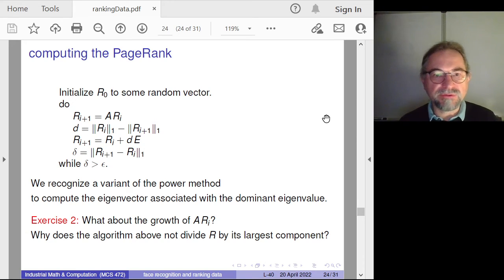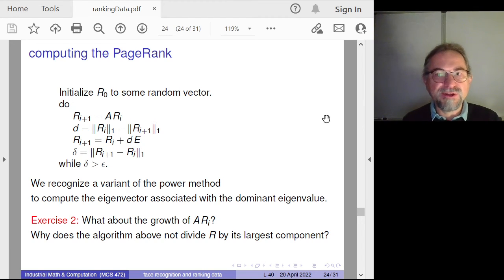Now, in numerical analysis, we normalized the vector every time because we were concerned with the growth of the numbers. Here we're actually not doing this. And why is it that we're not doing this? Well, that's the question for the second exercise. And in some sense, we will give the answer to that question, so why the algorithm to compute the PageRank is actually given like this.